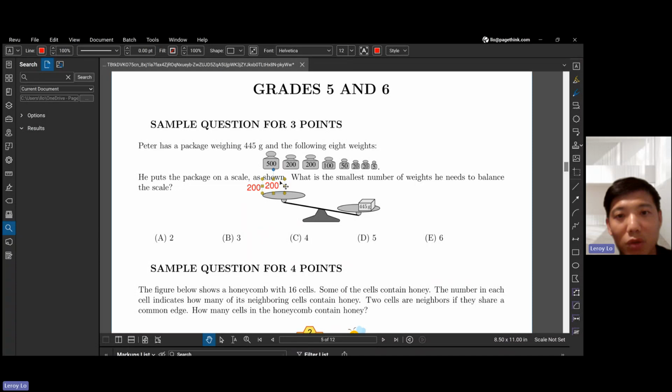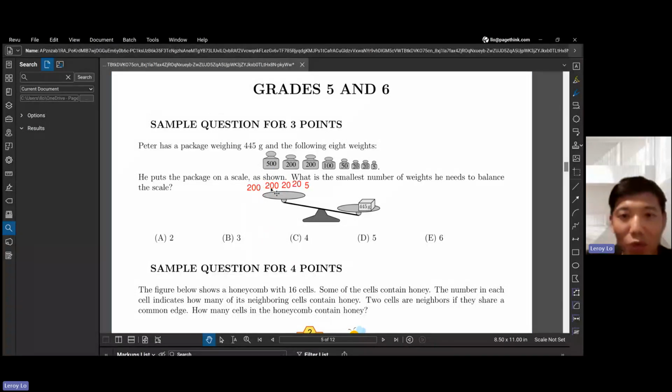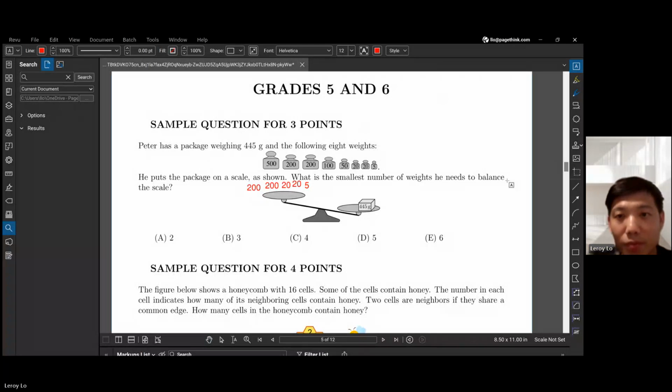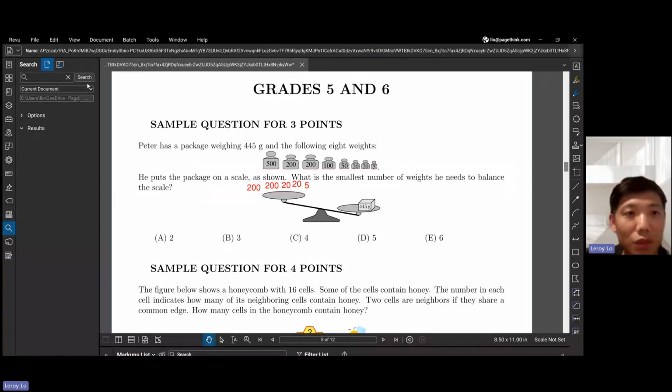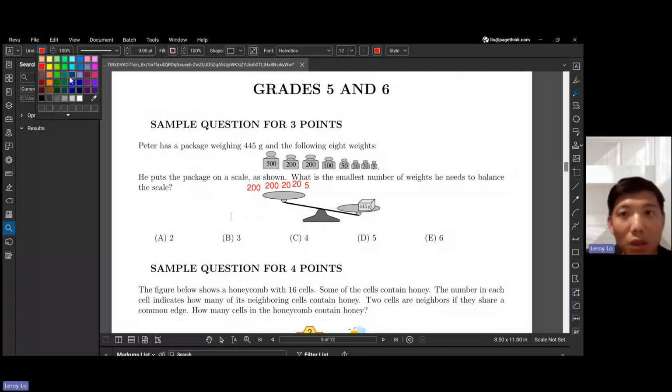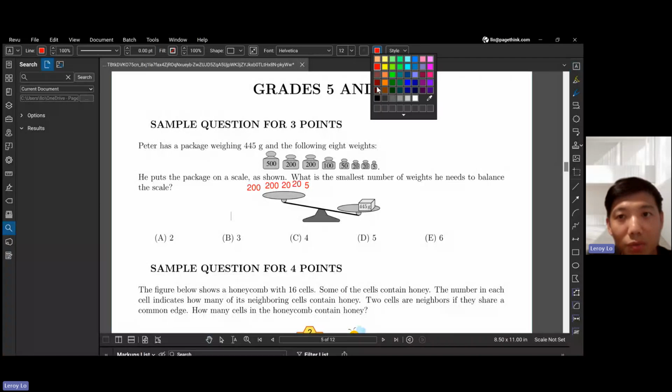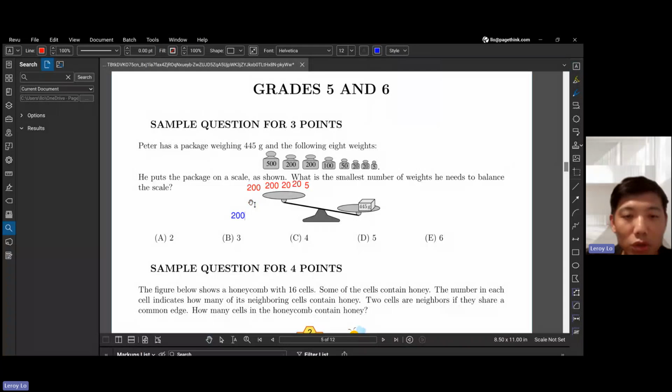So this will balance also. How many weights do we have? 1, 2, 3, 4, 5, 5 weights. However, there's another way to do it. So let me use another color here, blue, just for easy identification purposes. So we use a 200, we use another 200, and then we use a 50.